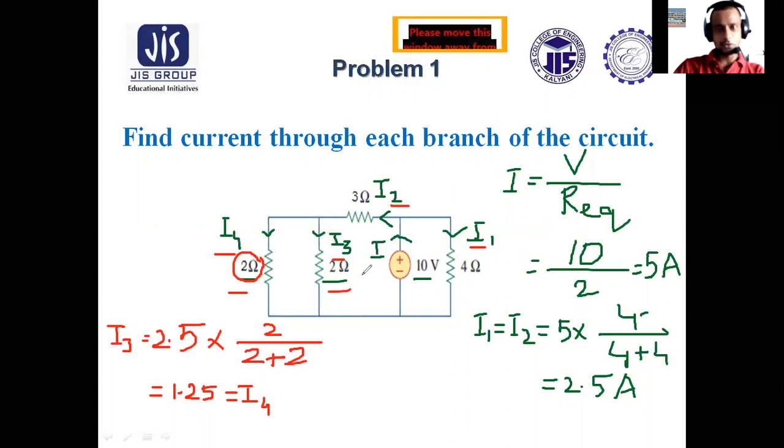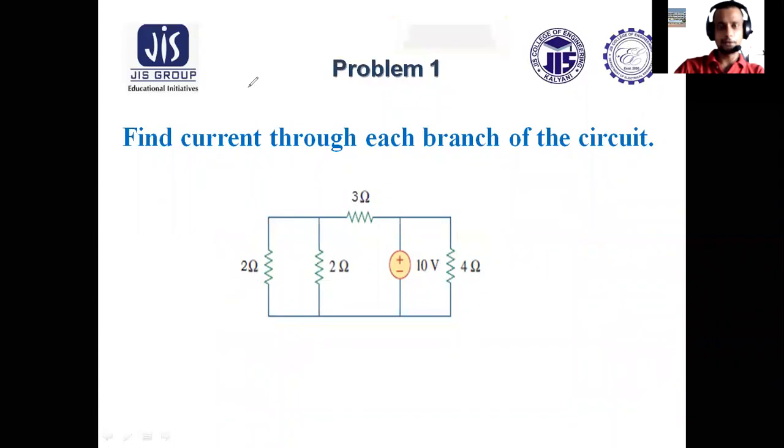In this case, we applied current divider rule to determine current through each branch. First we need to know the total current of the circuit. Total current of the circuit can be found out by using this equation, where Req is the equivalent resistance of the circuit. Okay, so let us now move to the next problem.